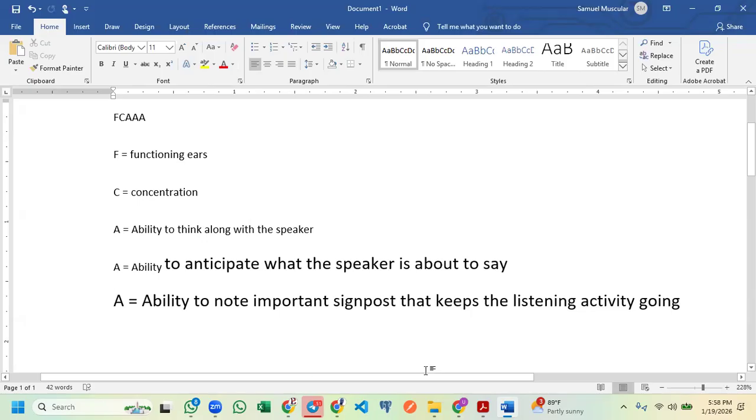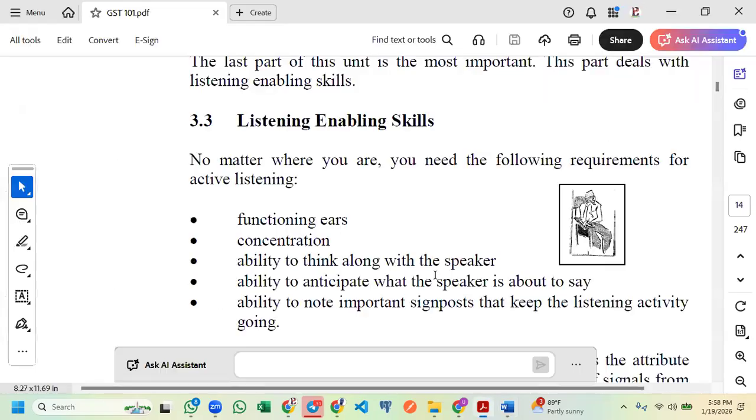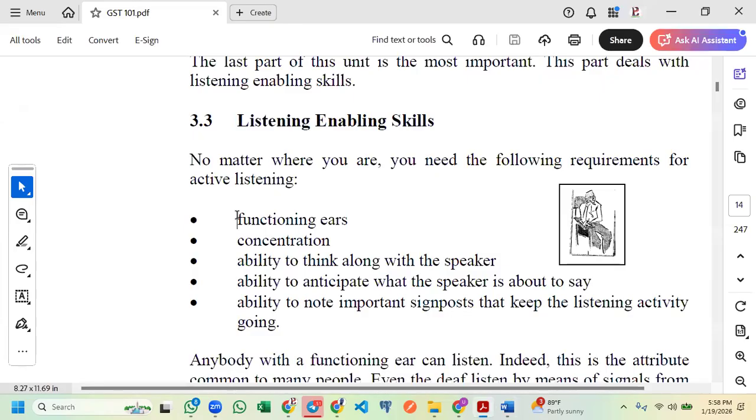So now, do something. You guys will have to read it together, starting from functioning here. Listening enabling skills, yes? Let's echo it together. Functioning ears, concentration, ability to think along with the speaker, ability to anticipate what the speaker is going to say, and ability to note important information that keeps the listening going.